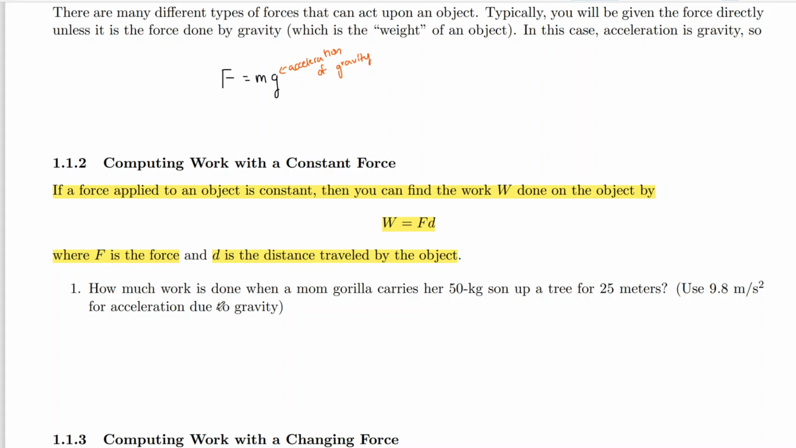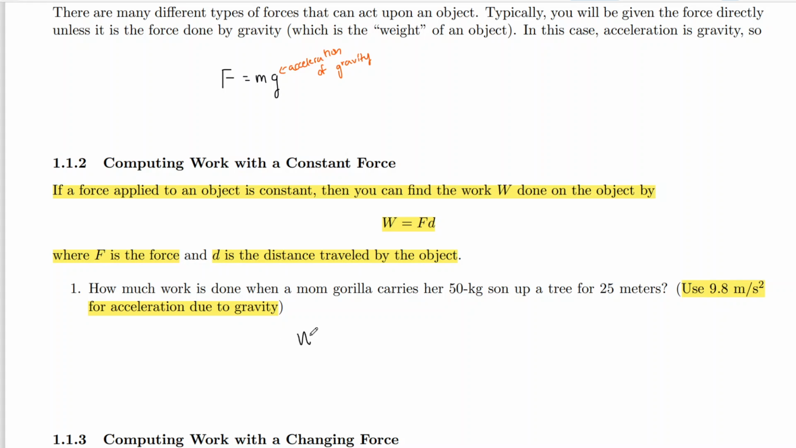So it asks how much work is done when a mom gorilla carries her 50 kilogram son up a tree for 25 meters. And this is what I was talking about before, is that you may not be very familiar with the force due to gravity, but if you're in meters per second squared, then gravity is numerically 9.8. And these are the normal physics units. So if you're curious about why it's meters and seconds, that's because it's the normal thing to use.